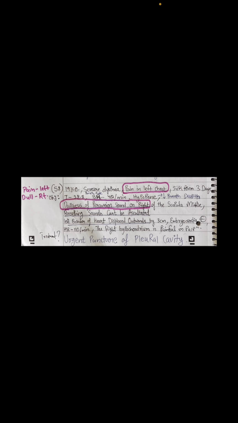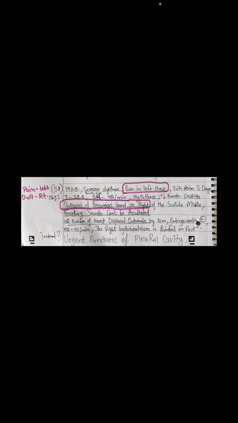The next patient is a 19-year-old having severe dyspnea, pain in the left chest, sick for 3 days, and objectively he has fever, and the breathing rate is 42. 42 is very high, severely high. Hypopnea means decreased breath depth. The deepness of the breath is decreased. There is dullness on percussion on the right, on the scapula middle, and breathing sounds can't be auscultated. The left border of the heart is displaced outwards, with tachycardia, and the right hypochondrium is painful on palpation.